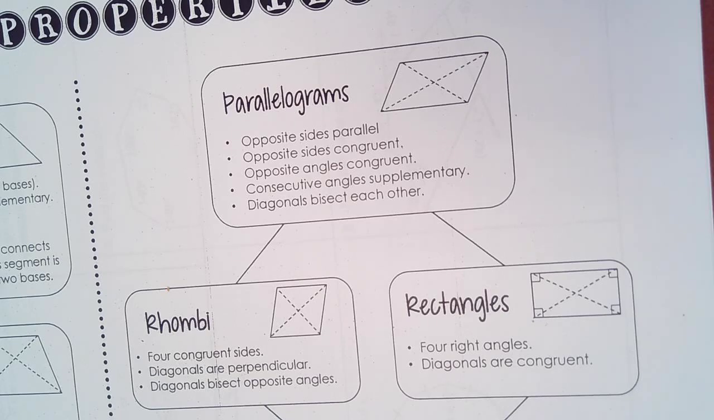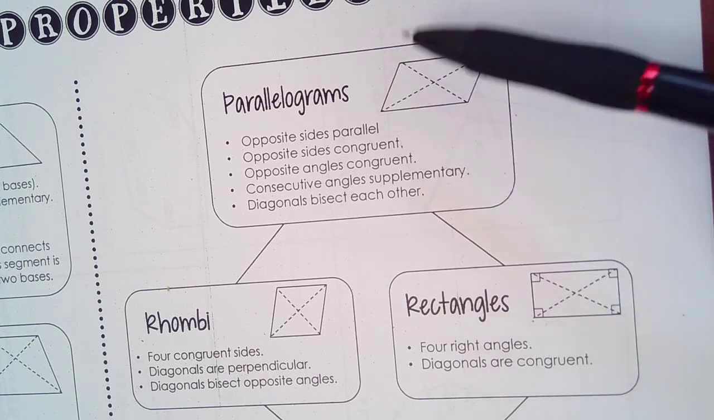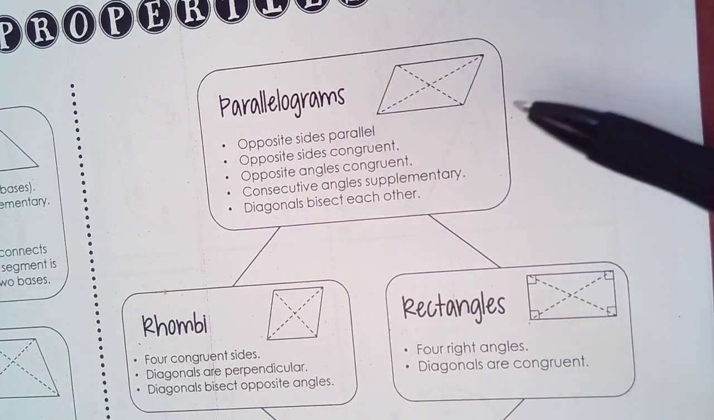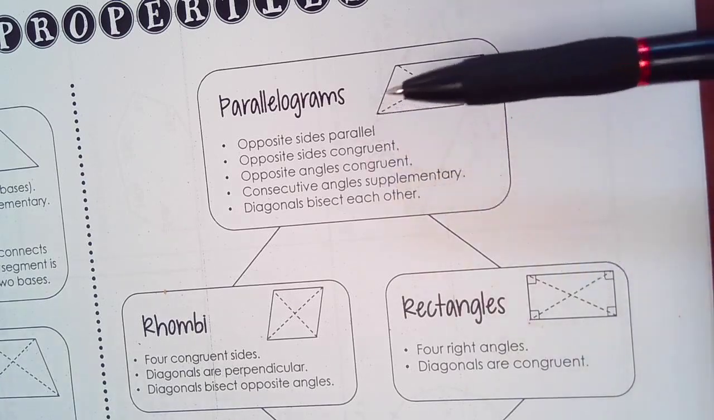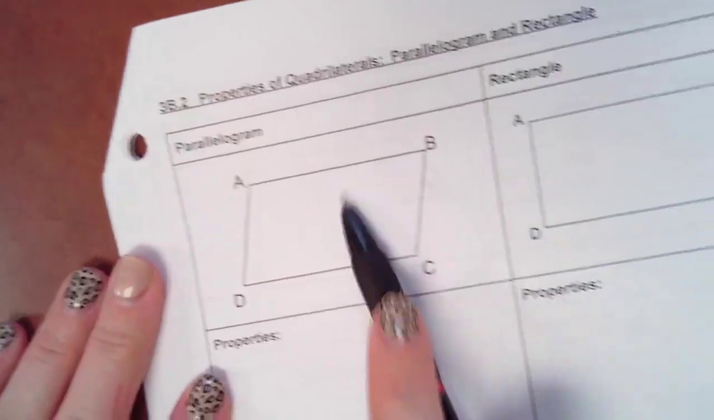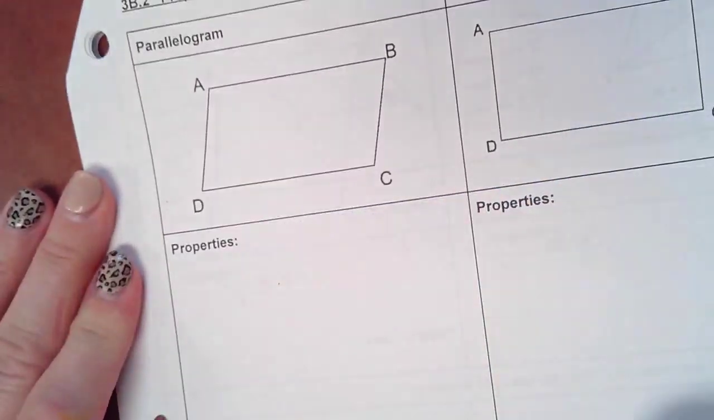Okay, so today we're going to start talking about our quadrilateral properties. Today we're going to do parallelograms and rectangles. So within our properties of our parallelograms, we're going to go ahead and on the opposite side here for day 2, we're going to go ahead and mark these up, listing our properties.